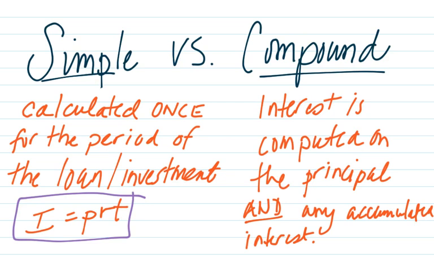So if you invest in something that gets compounded with its interest, your money makes money by getting interest, and then you get interest on your money plus your interest. So the money that you made actually makes more money. It's a cool concept.